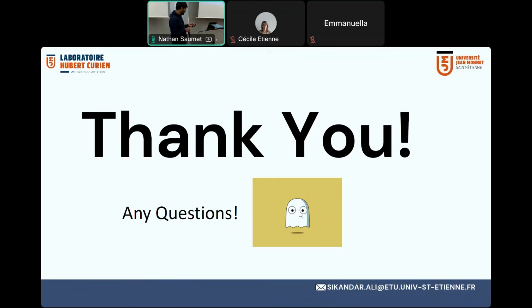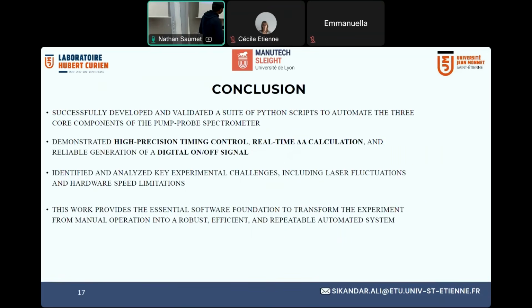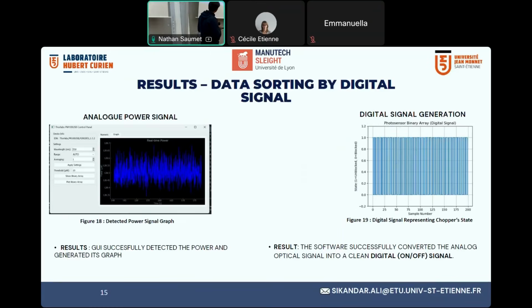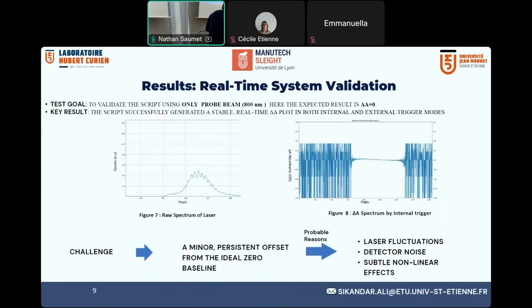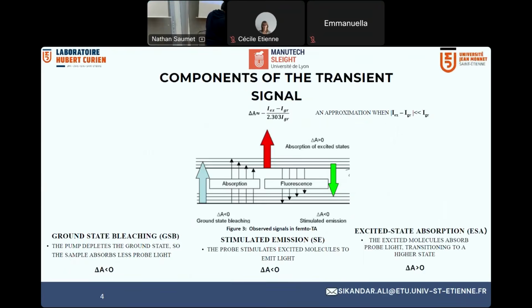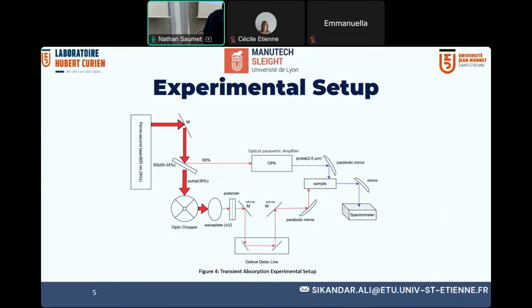So you are talking about a Python script. Yes. And I was wondering, can you put up the slide where there is the setup? Yes, here. So the Python scripts, are they processing some data that are stored during the experiment? Is there any real-time processing during the setup?